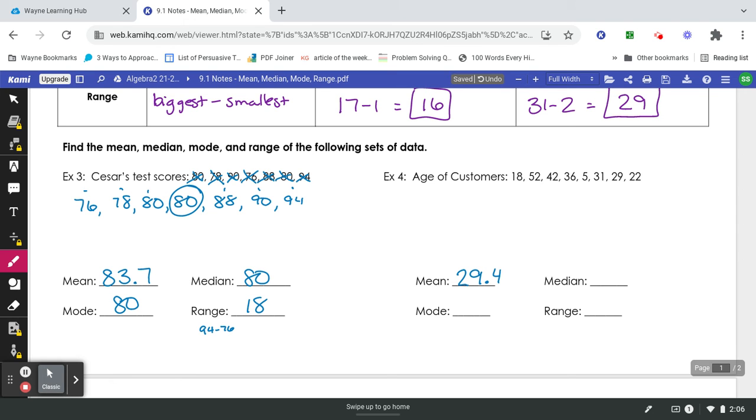All right, the median, we got to put these in order again. So let's go smallest to largest. We've got 5. And I've got this 18, 22, 29. Now we go into the 30s, 31 and 36, 42, and 52.